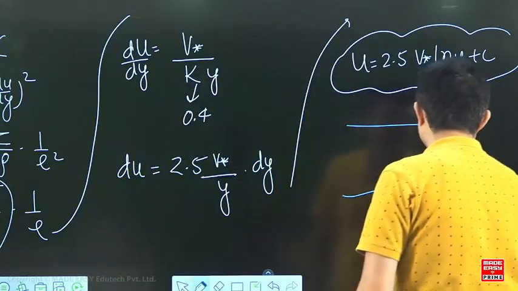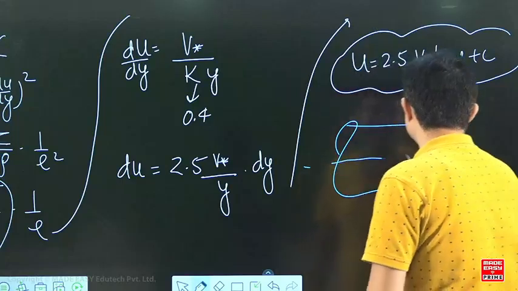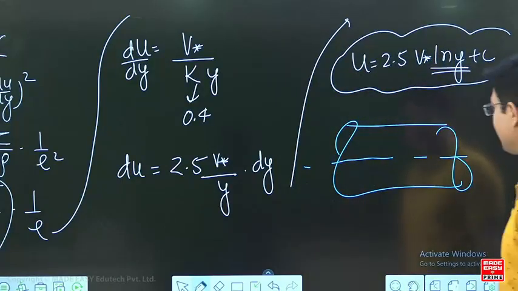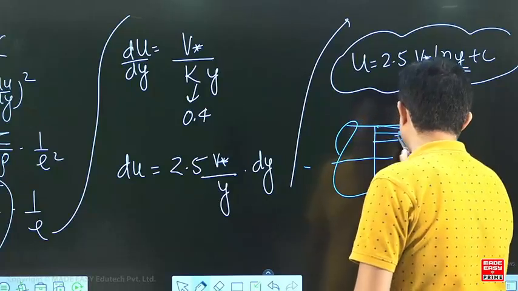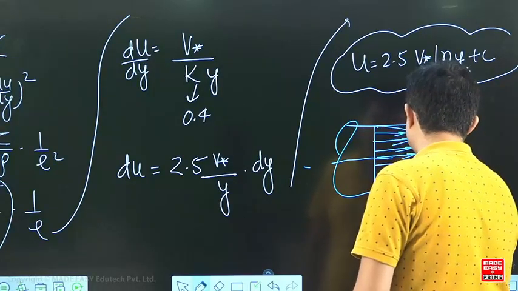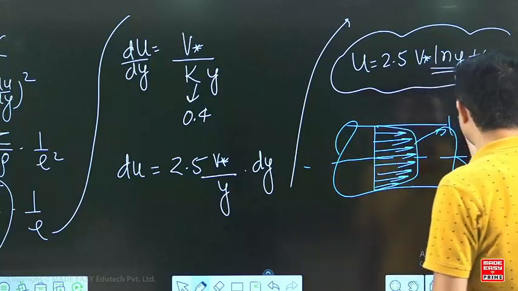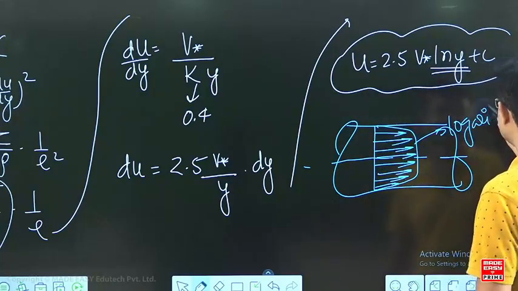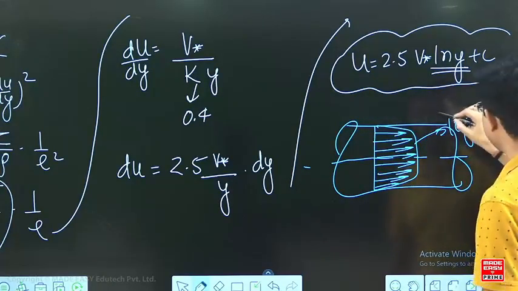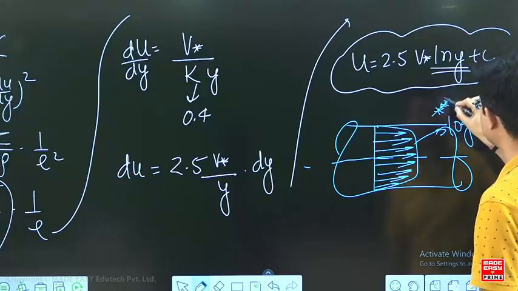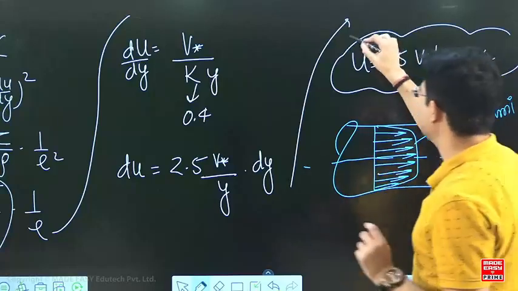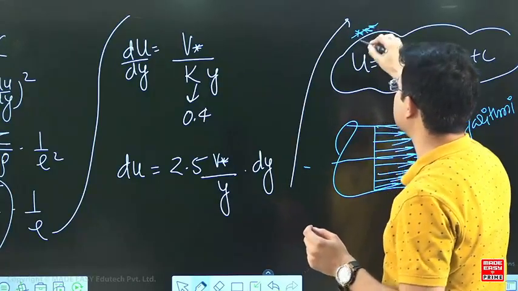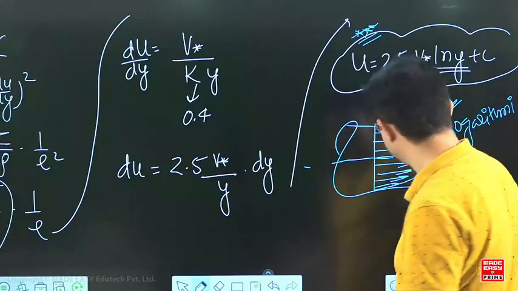And this is the reason why, if in a pipe you want to show the velocity distribution of turbulent flow, my dear students, it is logarithmic. So please remember this for the objective paper. And you can also remember this equation, just for the sake of security. Yes, it is logarithmic.